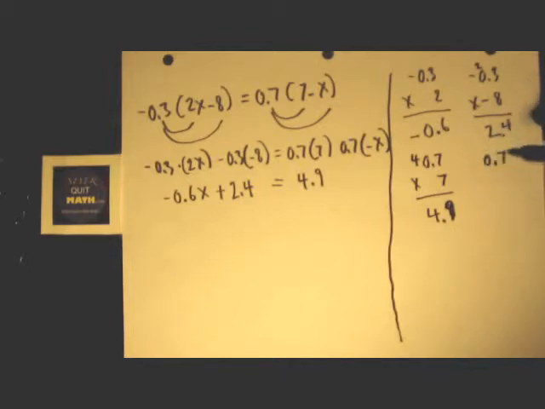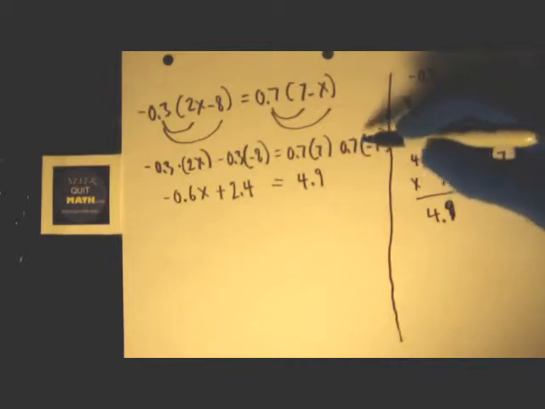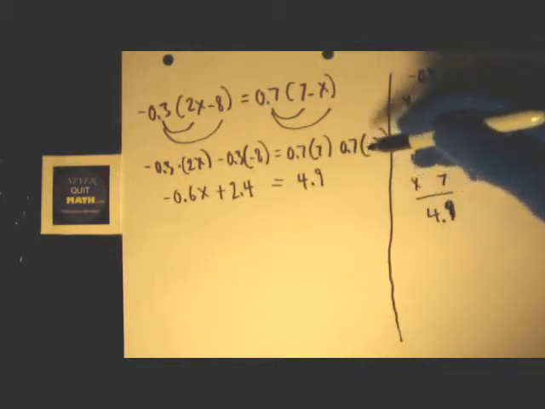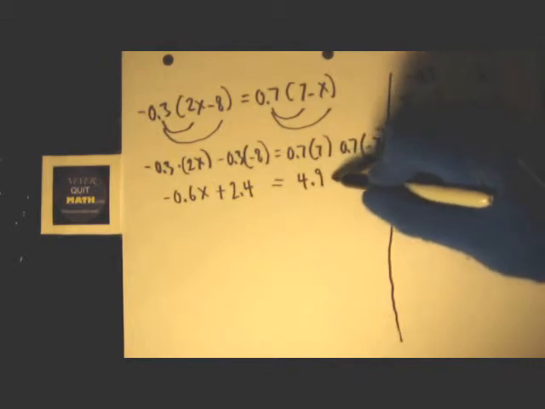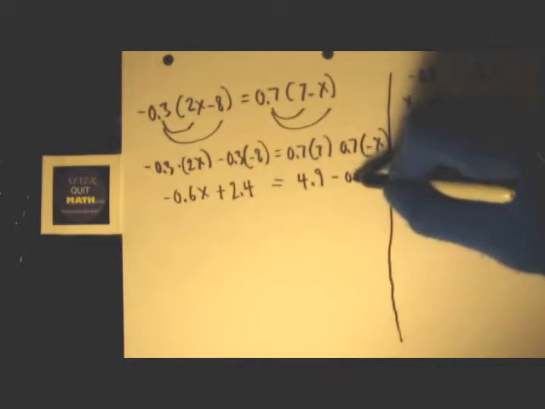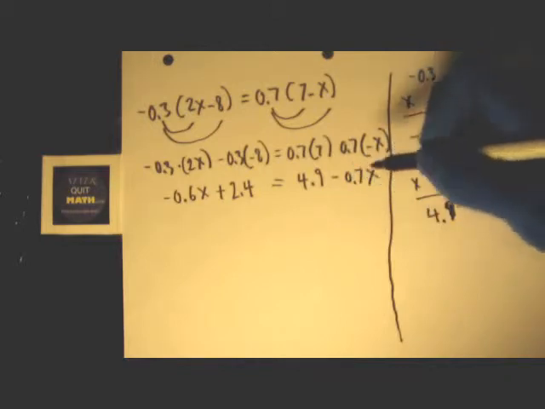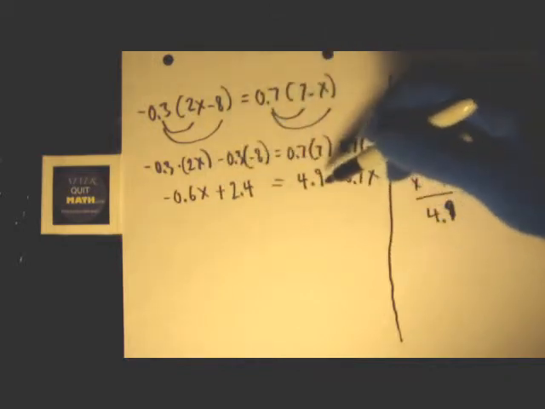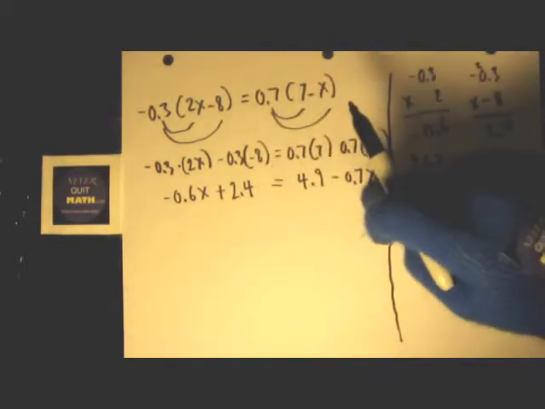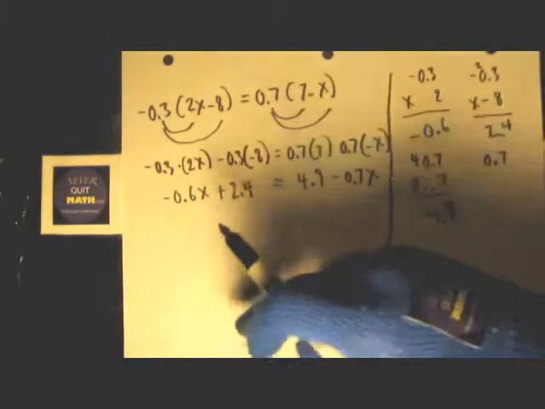0.7 times negative x. We don't even have to go through the process here. It stays the way it is, but it becomes negative because positive times negative gives negative 0.7x. So now we have a whole different problem, which is actually easier. Again, let's put all of our x's on one side. I normally like to work on the left because when you get the answer, you just get x equals something, but you can do either way.